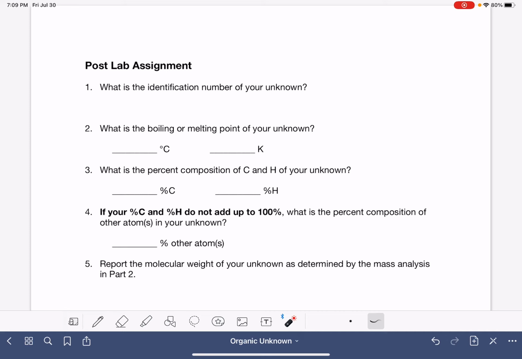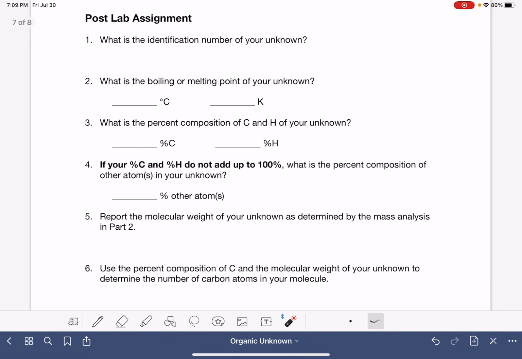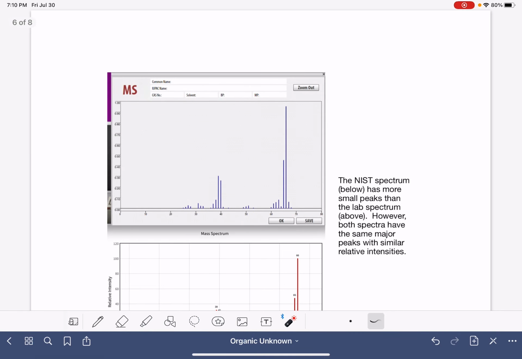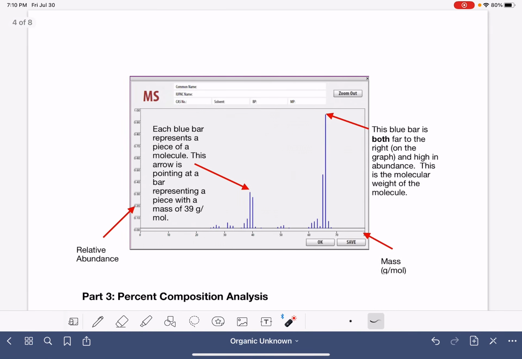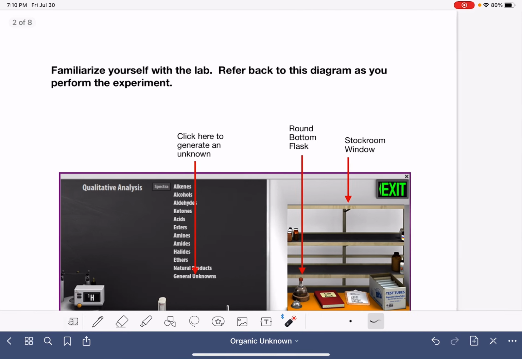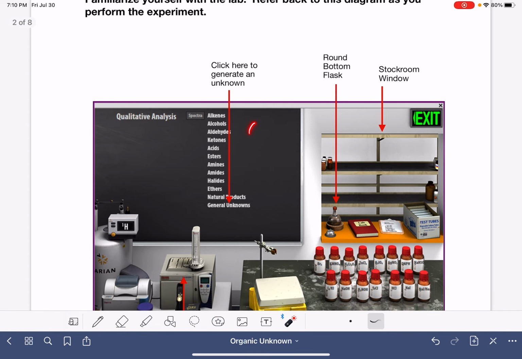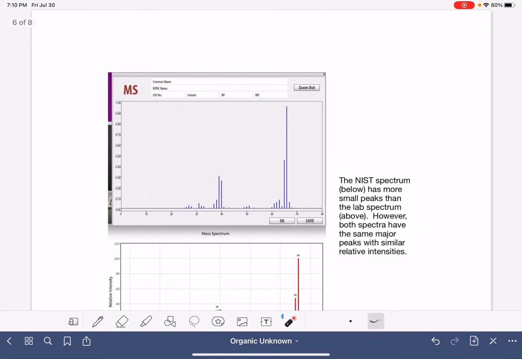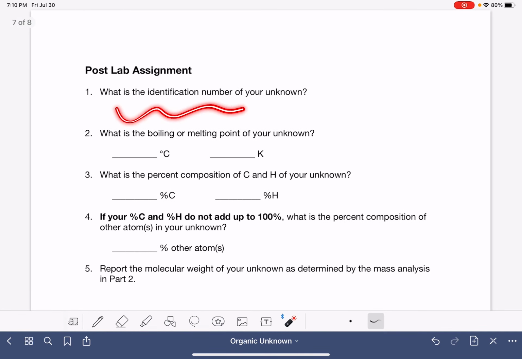So the first four questions on this post-lab assignment are just you reporting data for your unknown. When you get your unknown into the round bottom flask, the chalkboard in the lab is going to display some data for your unknown. It shows up right around here, in the middle on the right-hand side, and you're just going to copy that data down from your chalkboard. You're going to write down the unknown number, so you're going to have some sort of identification number.